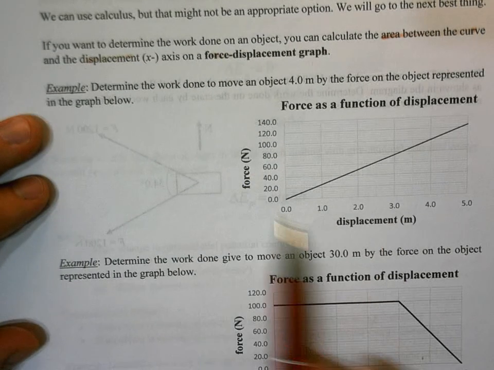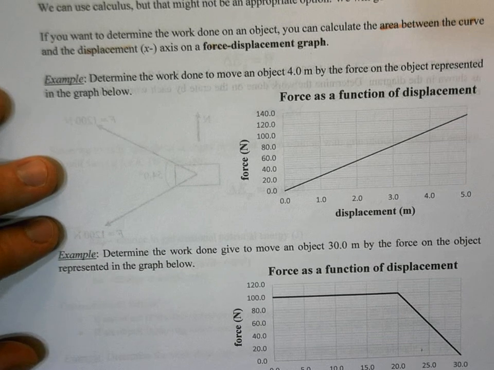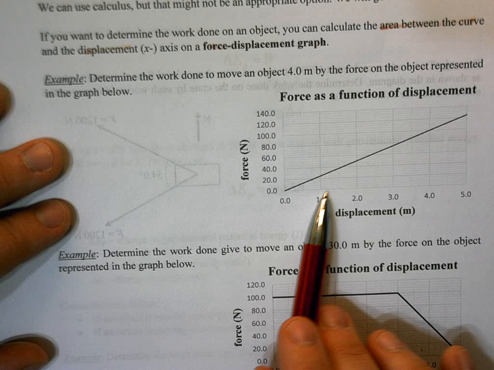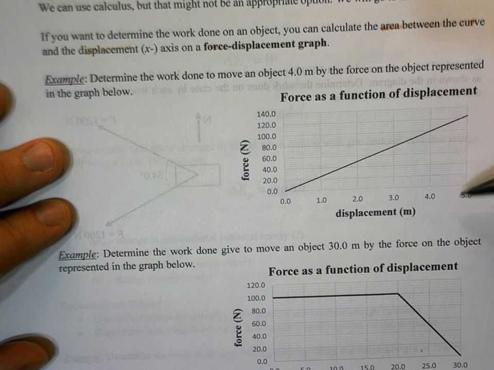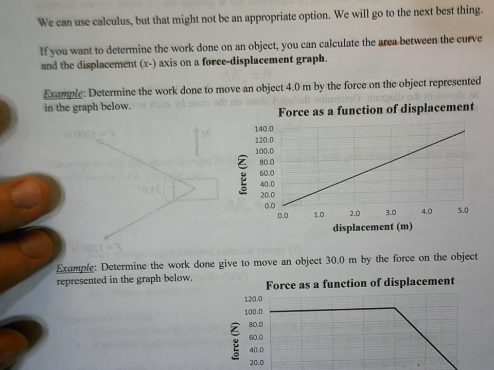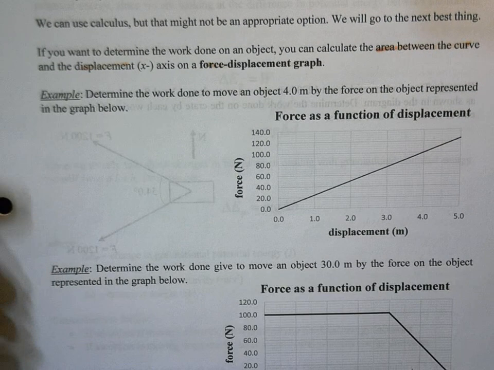So we're going to have these force displacement graphs. You may see them called force position graphs. Basically, you're going to take the area between the curve itself and the x-axis. Anything above the x-axis is positive work. Anything below the x-axis is negative work. So we're going to do a couple of examples with this.